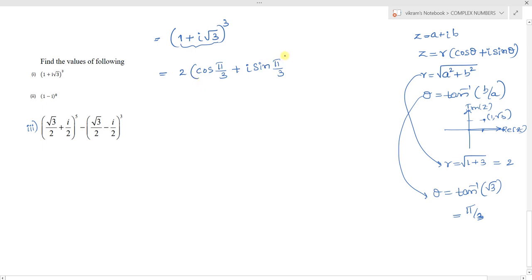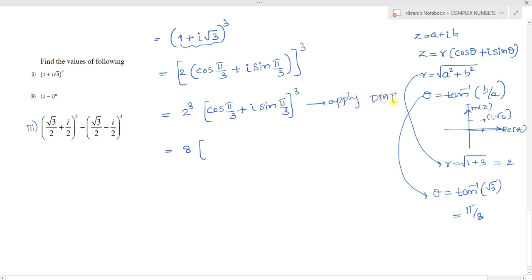So 1 plus I root 3 can be written as 2 into cos pi by 3 plus I sin pi by 3 whole cube. Now which can be written as 2 power 3 into cos pi by 3 plus I times sin pi by 3 whole power 3, which is in the form of cos theta plus I sin theta whole power n. So which is nothing but De-Moivre's theorem. Now here apply De-Moivre's theorem for this one.